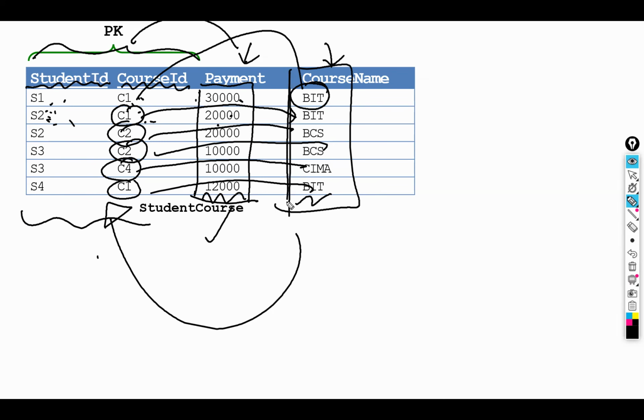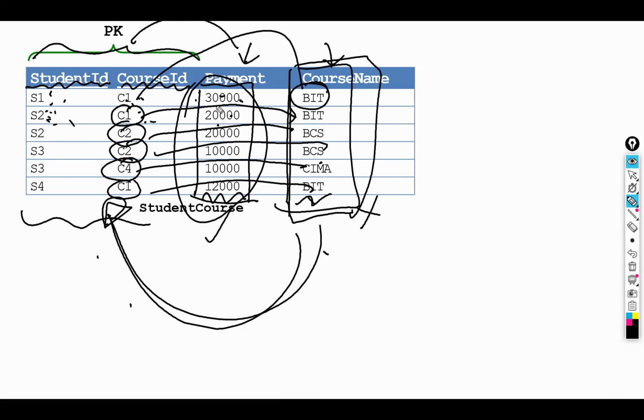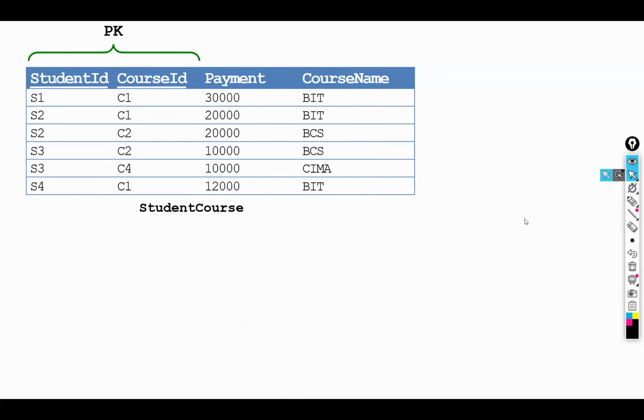So actually, where should this go? Course table. Course table where course ID, course name, course fee, course starting date, and those things should be there. So this should not be here because this only depends on course ID. This has no connection with student ID. But payment, yes, because it is the payment by this student for this course. So now you need to take this to the course table. Course name must be in course table, not here. Then it solves your problem and it will be in the second normal form.